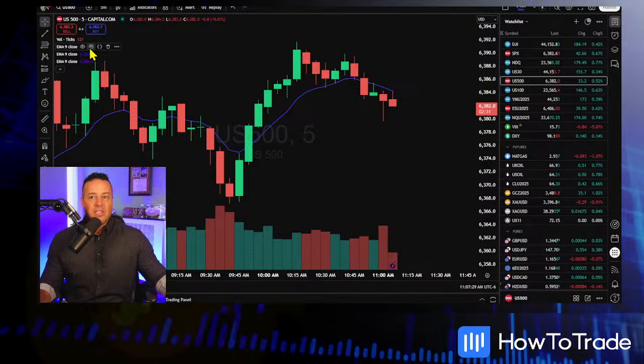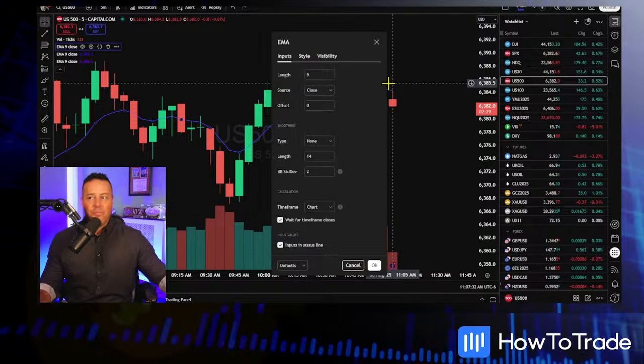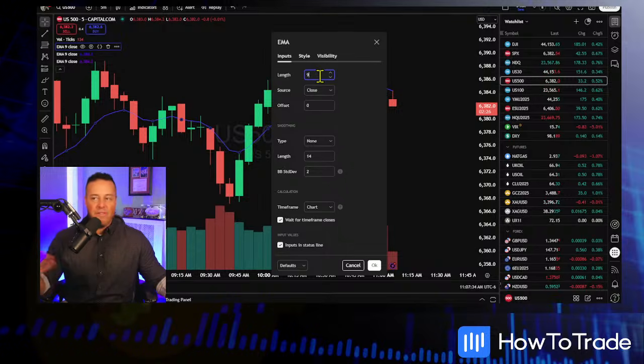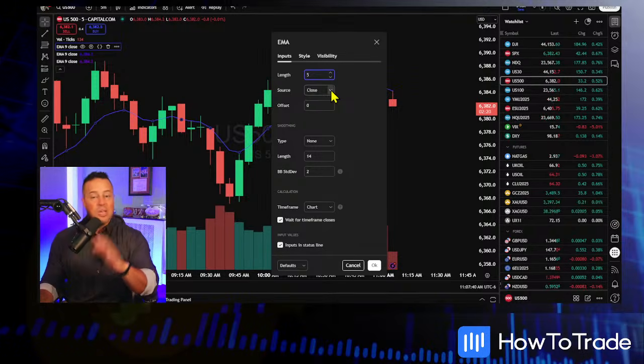Essentially, our basic default setting is a 9, right? So what we're going to do here is take our first EMA and base it on the source, which is the close. Keep this as easy as possible. Our length is 5. That means we're going to go back 5 price bars.